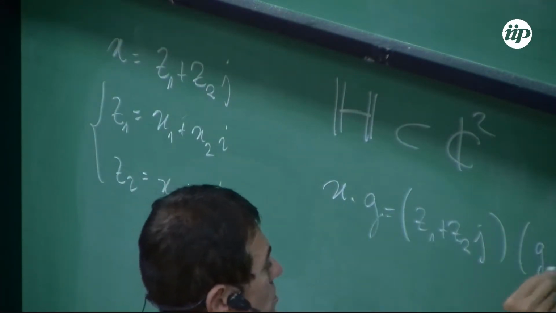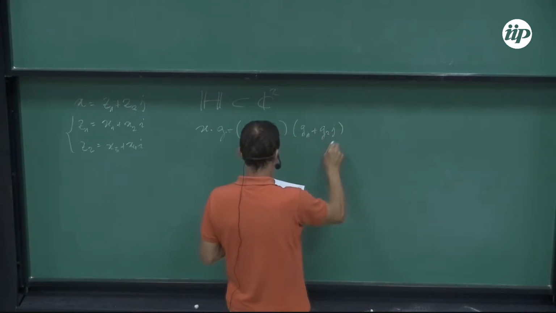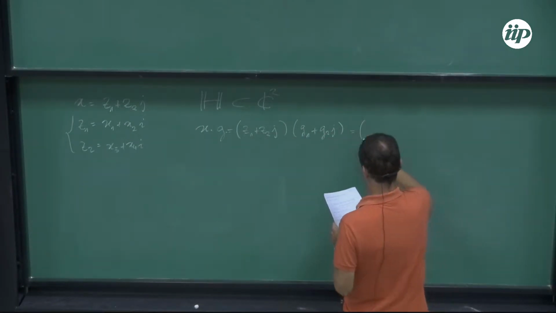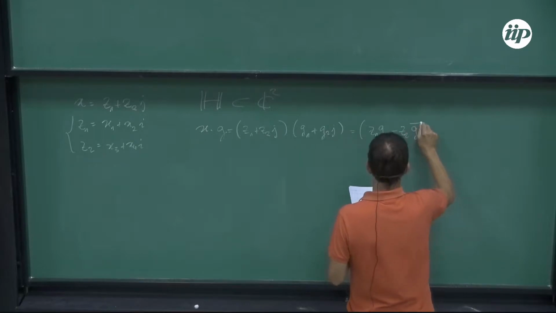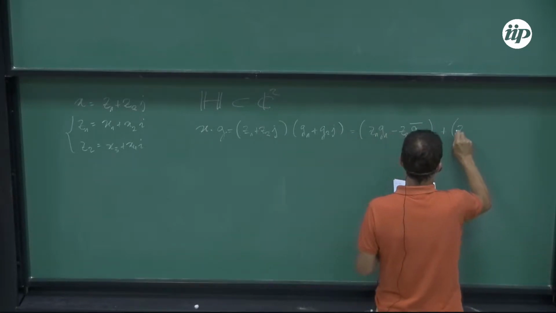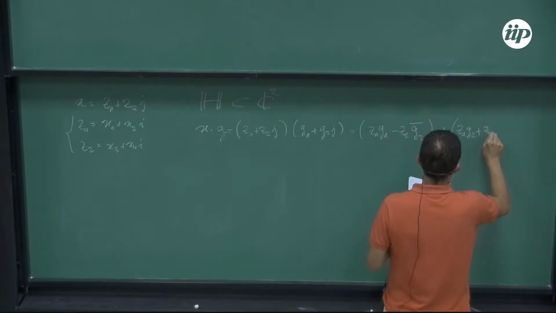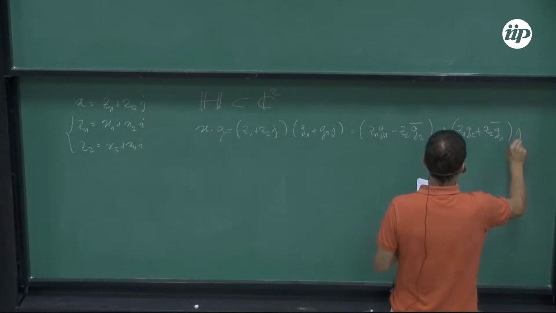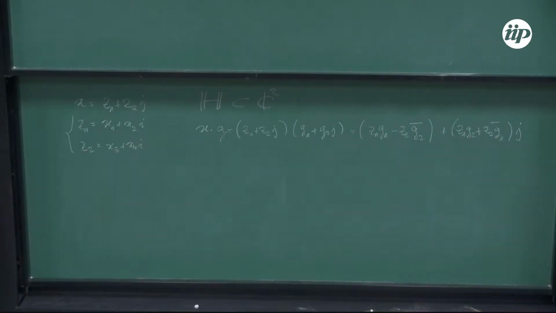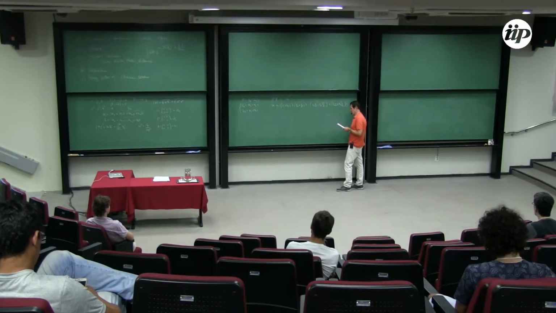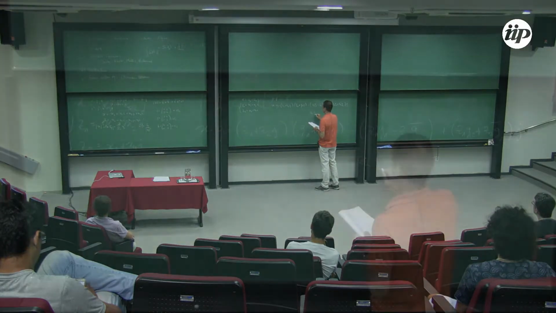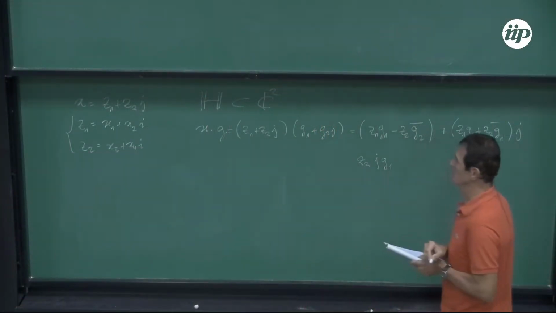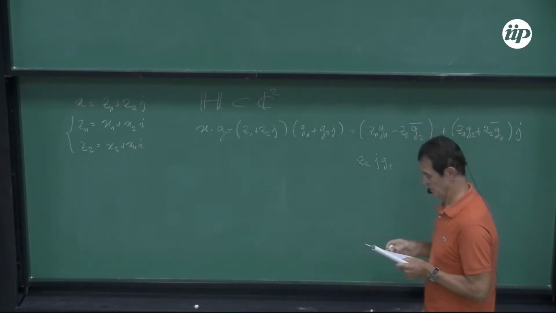and G1 plus G2 J. Then the outcome of this operation is just Z1 G1 minus Z2 G2 bar plus (Z1 G2 plus Z2 G1 bar) J. You have just to take the product. The reason why there is this complex term is because when you get this term, you have Z2 J G1, which is one of the four terms.